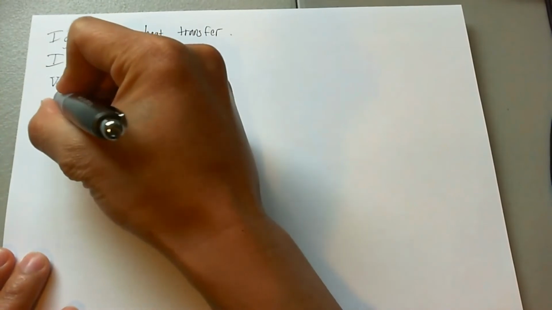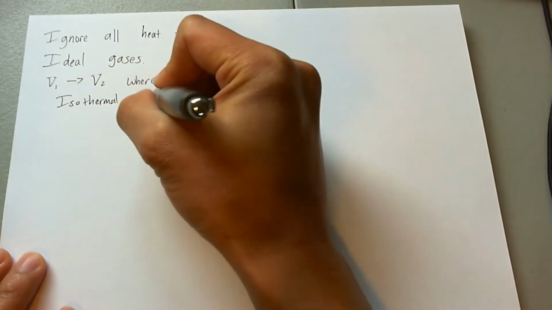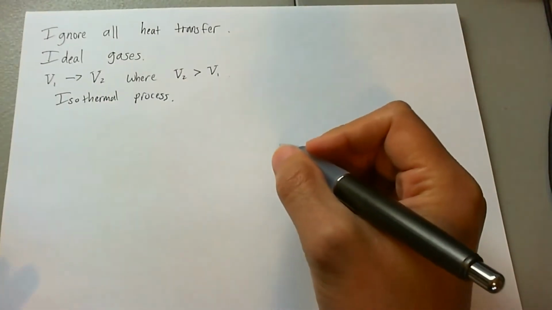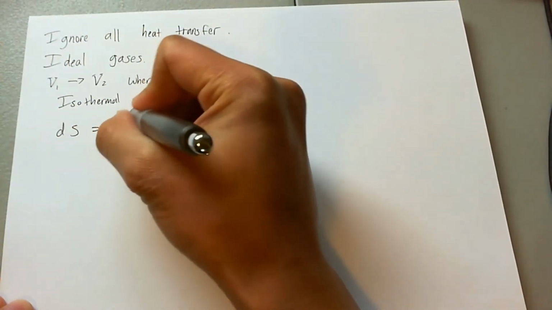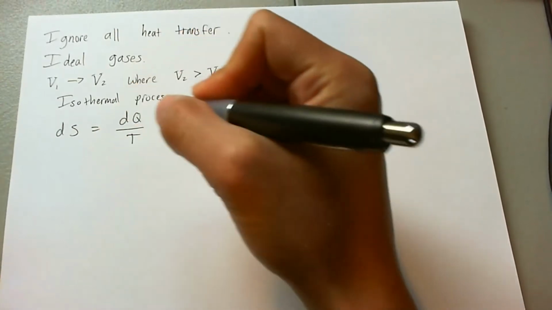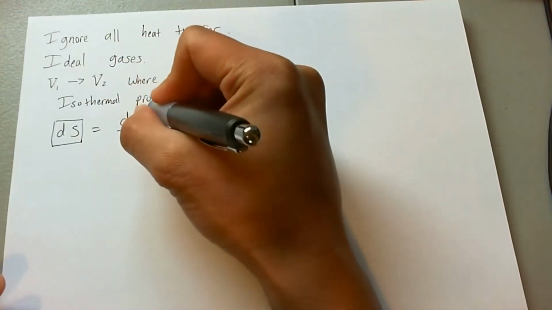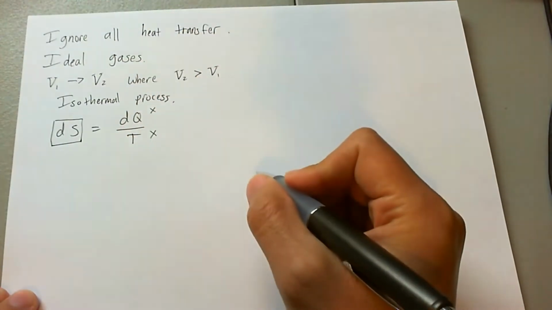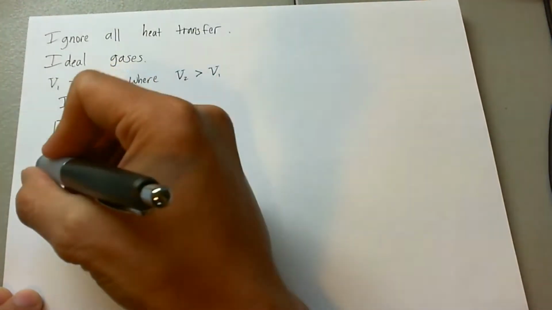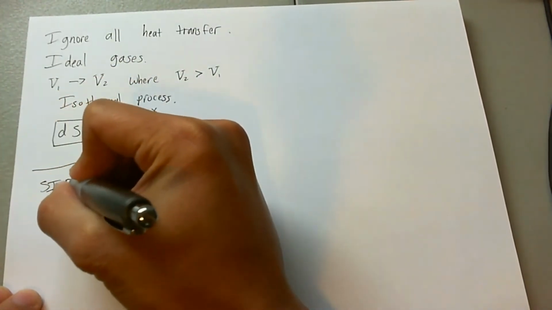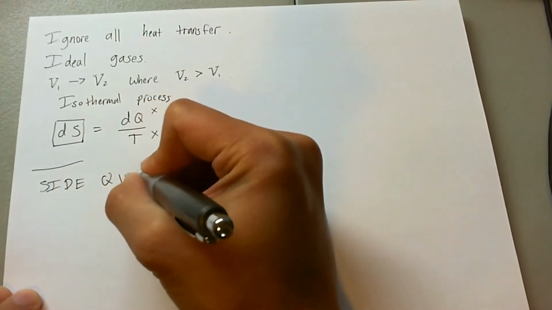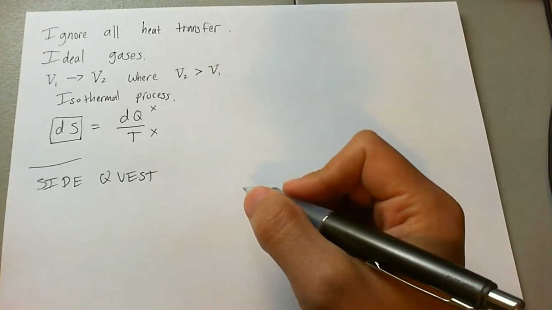So maybe I should write down isothermal process. We'll put that into the mix. So the only ideal gas equation that we see is dS equals dQ over T. And during the expansion, perhaps Q does change. So we want to find dS, but we run into trouble right away because we don't have T nor dQ. So right away, we are being pushed into a side quest. Our side quest is to figure out what dQ is.